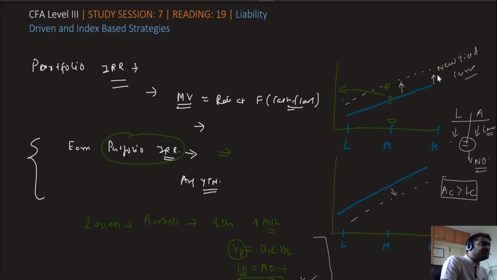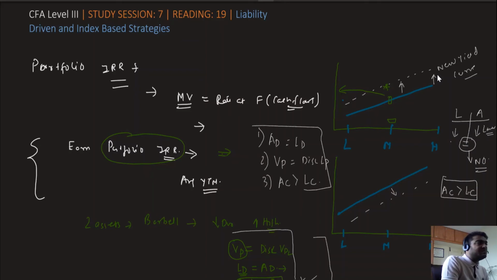So to summarize, these three are the key pointers which you should always remember. One, you need to match the duration of the asset portfolio with the liability portfolio. Number two, the initial value of your asset portfolio needs to be equal to the discounted initial value of the liability portfolio. And number three, the convexity of the asset portfolio should be higher than the convexity of the liability portfolio. Please remember these three conditions for immunization purposes.